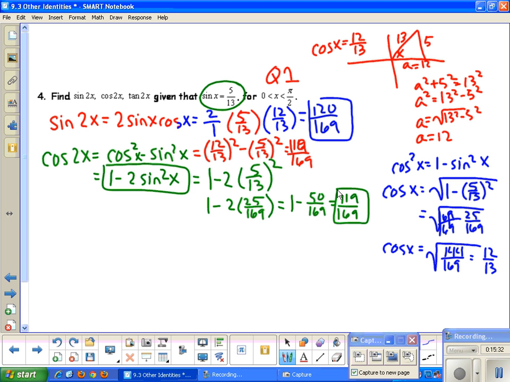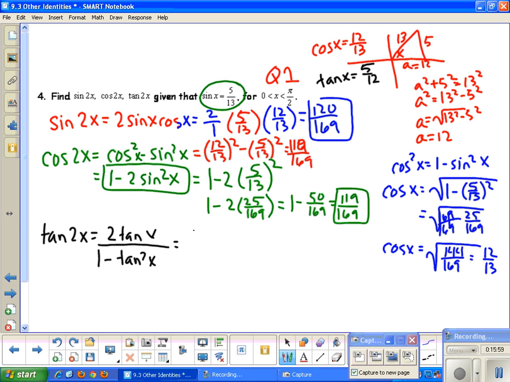So now the last one I want to find is the tangent. So the tangent of 2x is equal to 2 tangent x over 1 minus tangent squared x. So if I want this, then I have to figure out what the tangent of x is equal to. So go back to my triangle. The tangent of this angle would then be equal to 5 over 12. And that's what I would plug into my equation.